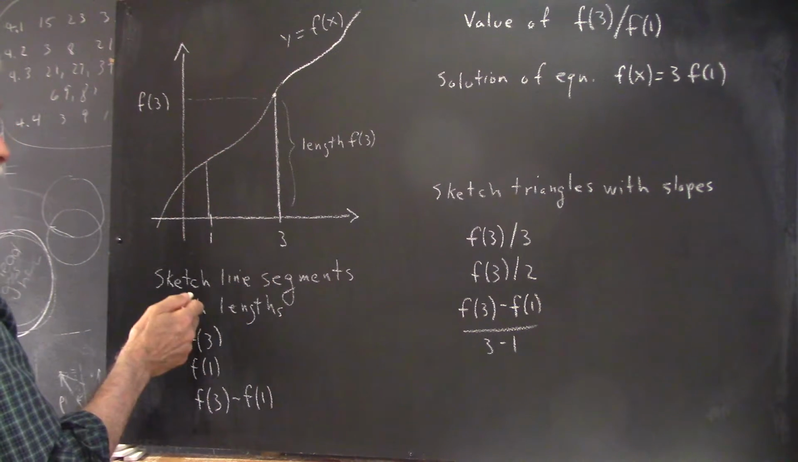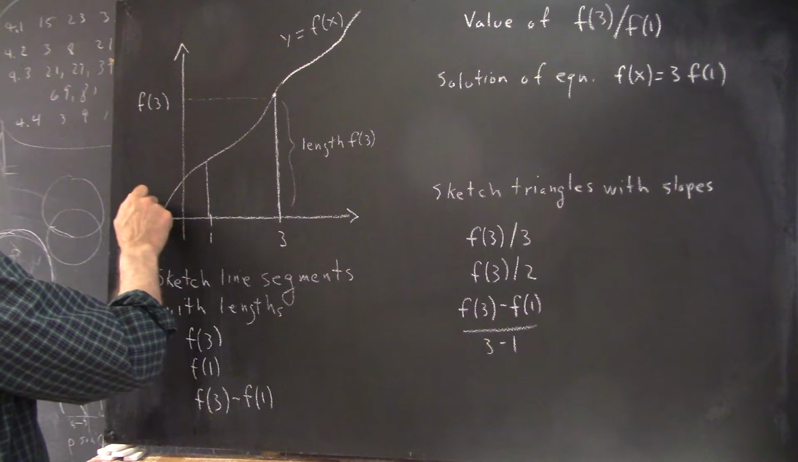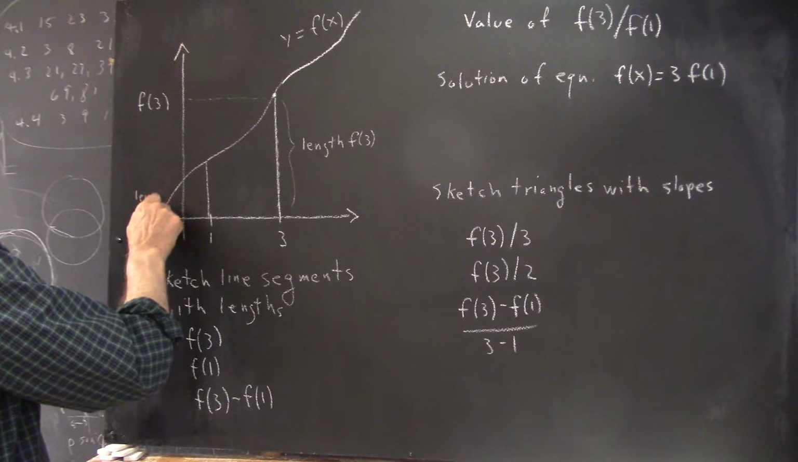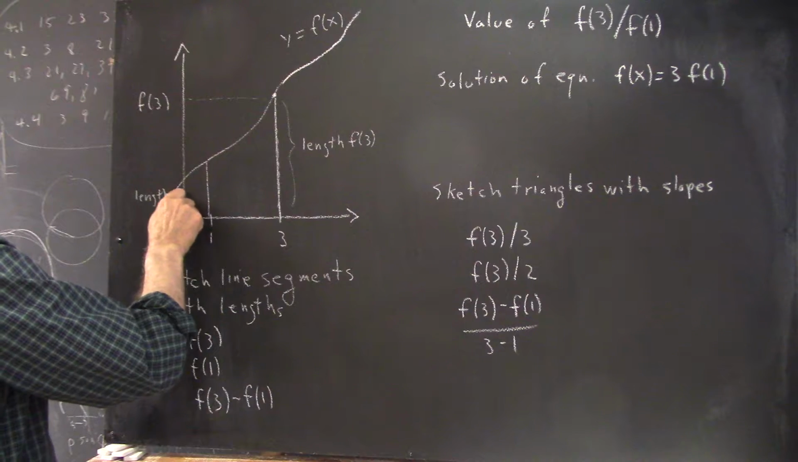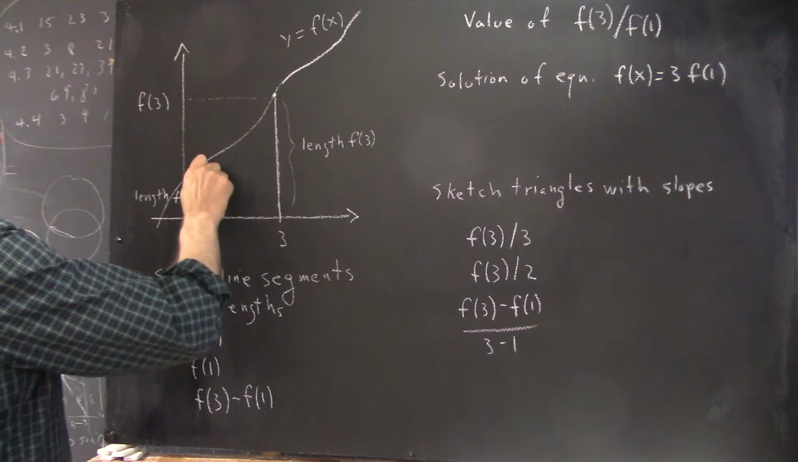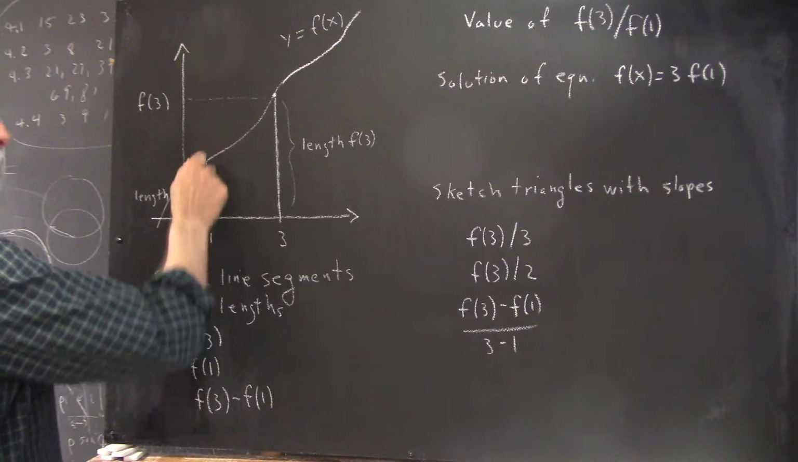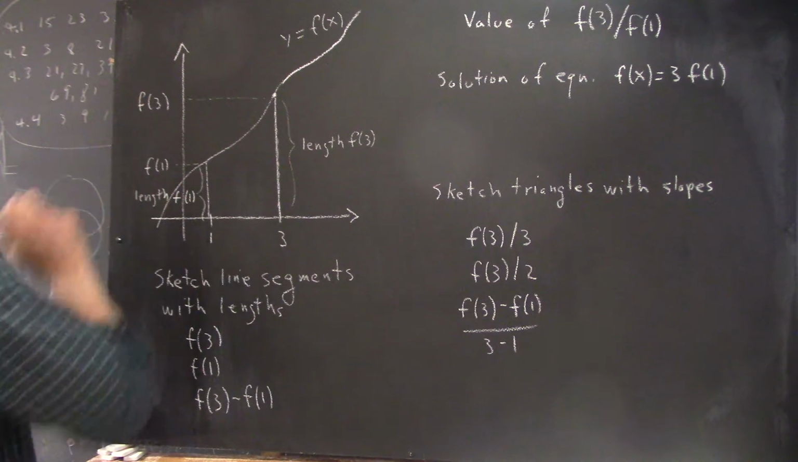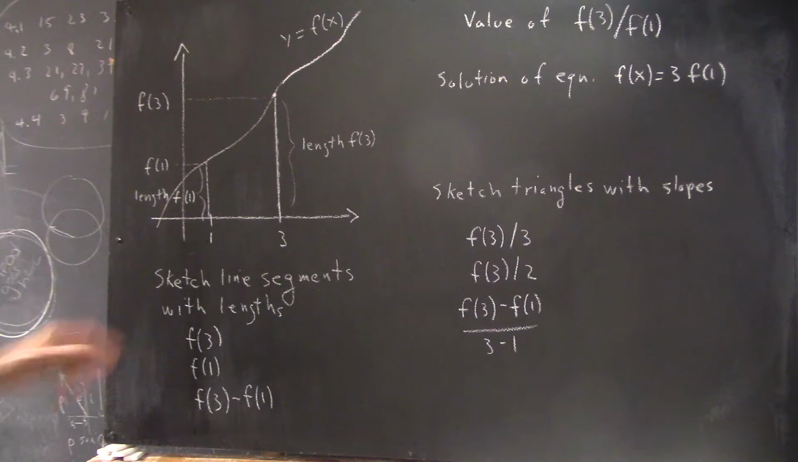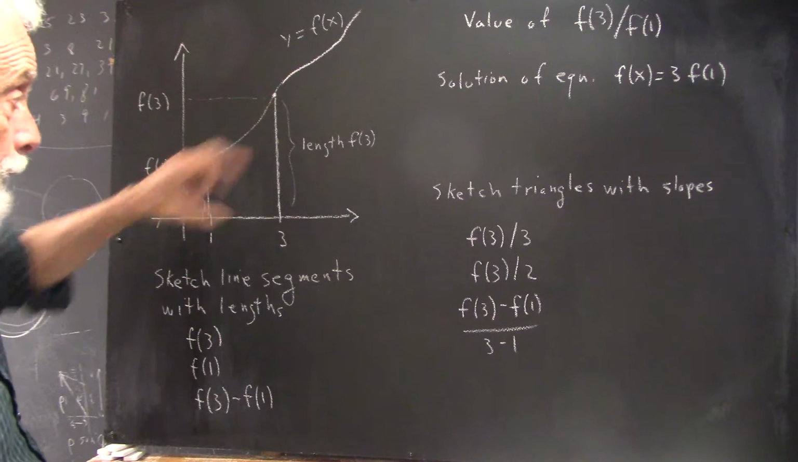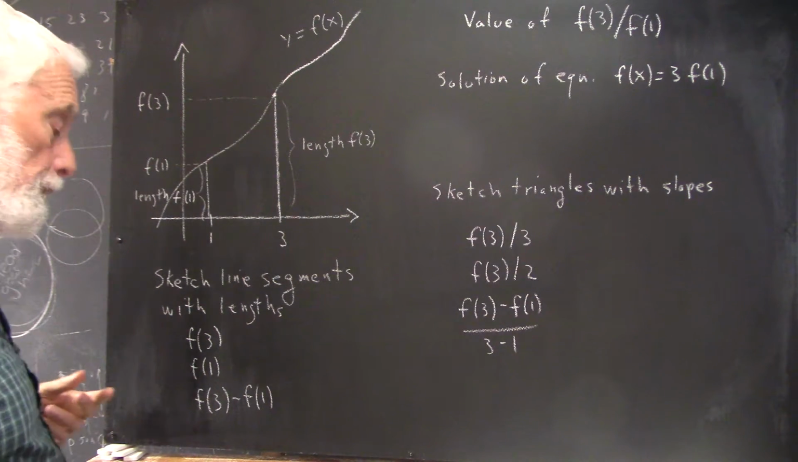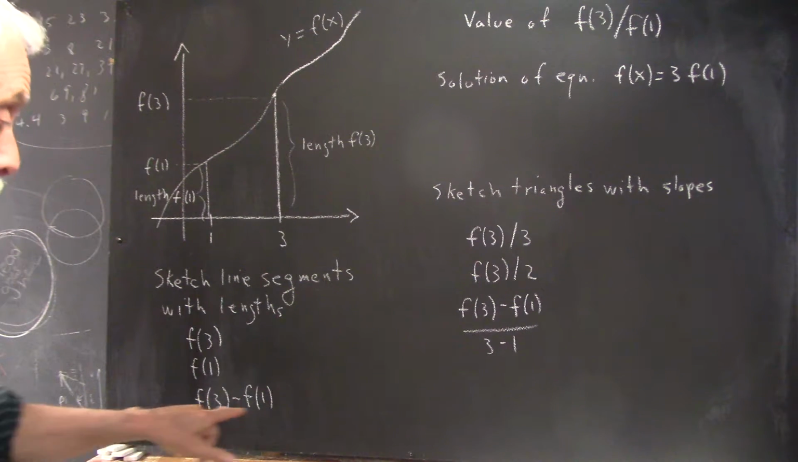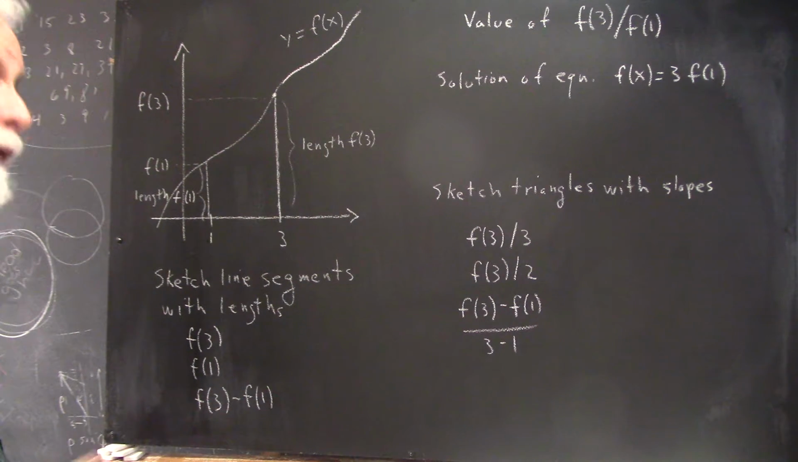So right there is a line segment of length f of 1. Okay, that would be this segment. And of course, f of 1 is the value you get here on the y-axis. So there's a line segment of length f of 1. There's a line segment of length f of 3. Okay, what about f of 3 minus f of 1? Again, if you haven't already gotten this, you should pause and ponder it until you get an idea.